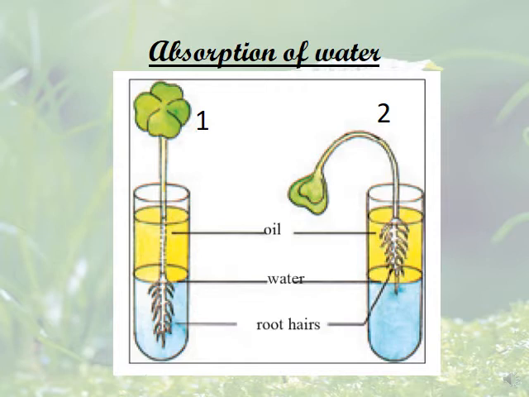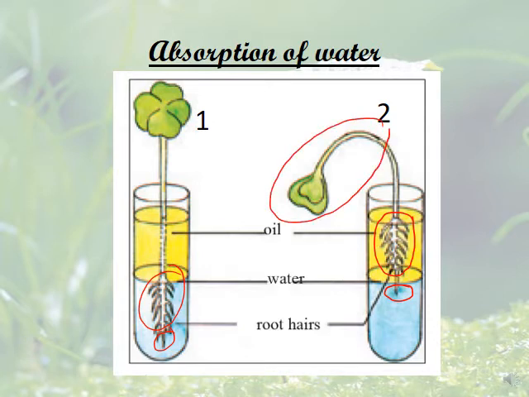Here we have two plants, plant 1 and plant 2. We have test tubes. In these test tubes, we have oil and water, where in plant 1, the root hairs and the root cap, both of them are placed in water. While in plant 2, the root hairs are placed in oil, while the root cap is in water. So what happened? Plant 2 dies. So this means that the root hairs, and not the root cap, are responsible.